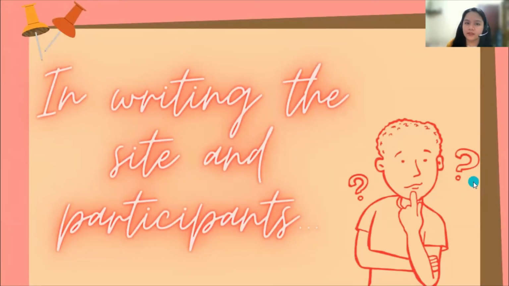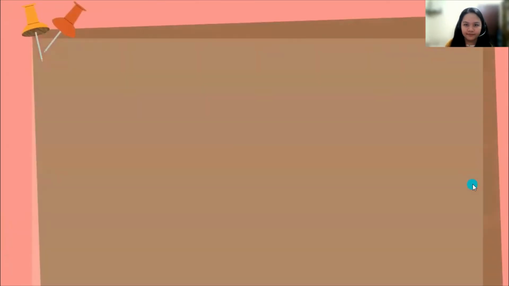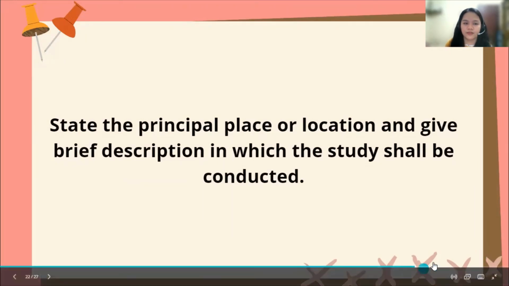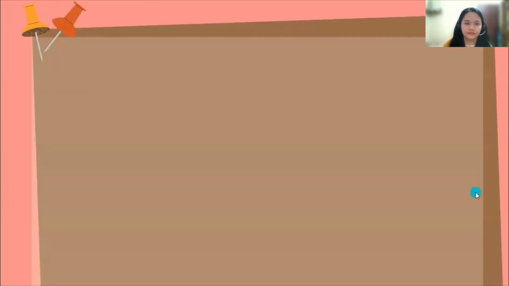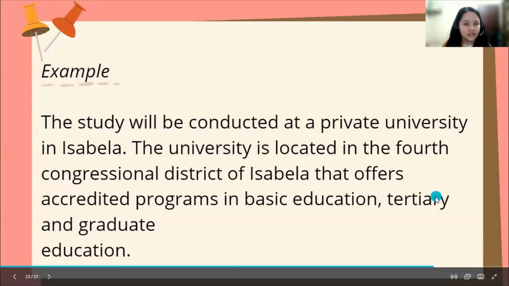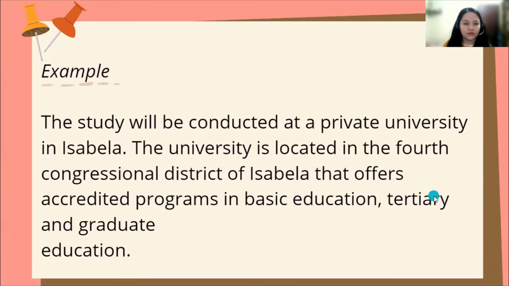So how do we write study site and participants in your methodology? State the principal place or location and give brief description in which the study shall be conducted. Example, the study will be conducted at a private university in Isabela. The university is located in the 4th Congressional District of Isabela that offers accredited programs in basic education, tertiary, and graduate education.